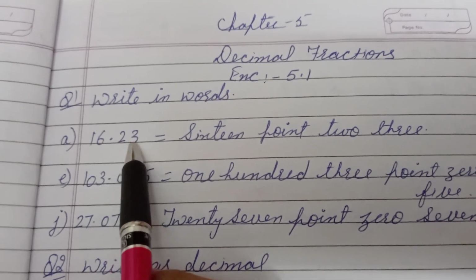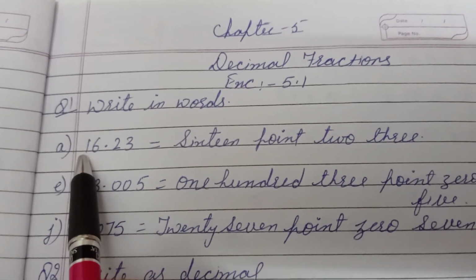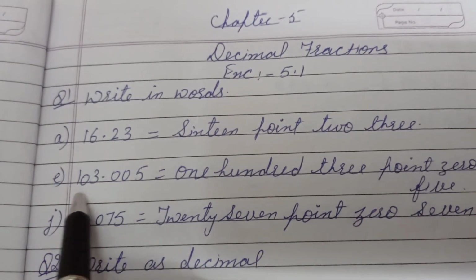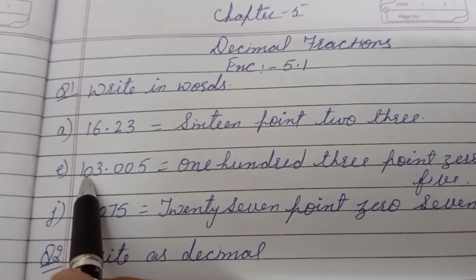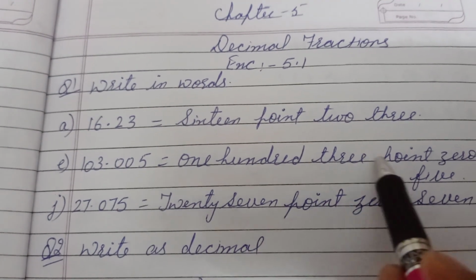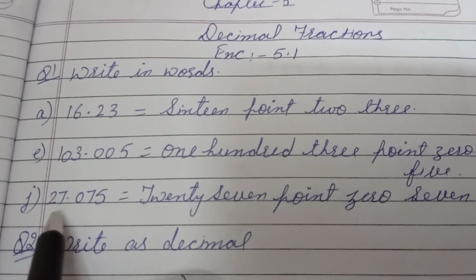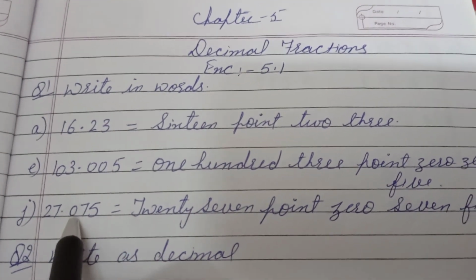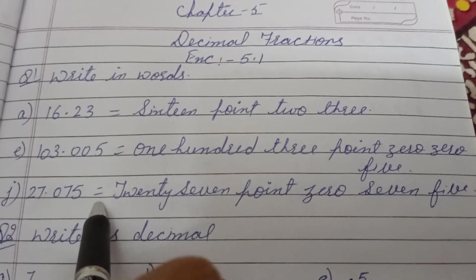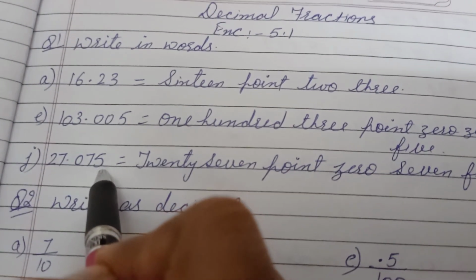16.23. You know that after the decimal you can't combine the digits. Separately you have to write. So before the decimal, 16.23. So same thing I wrote here. Now the next question, before the decimal it is 103.005. So this way you will read it. 103.005. Next is 27.075. Okay, 27.075. So remember, after the decimals separately you have to write the digits. You can't write them collectively.